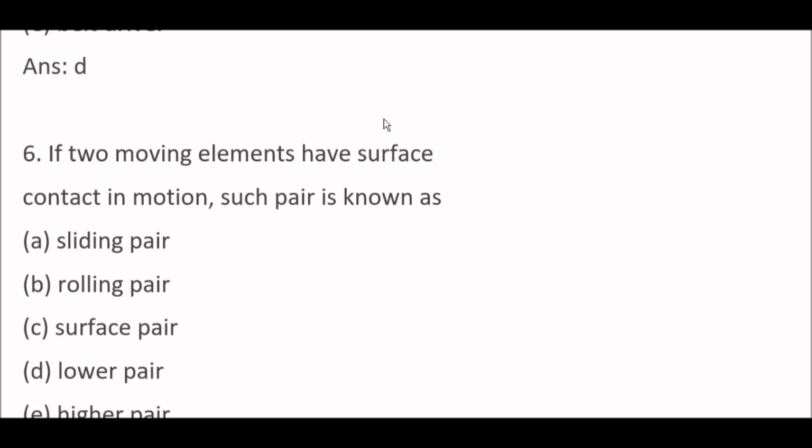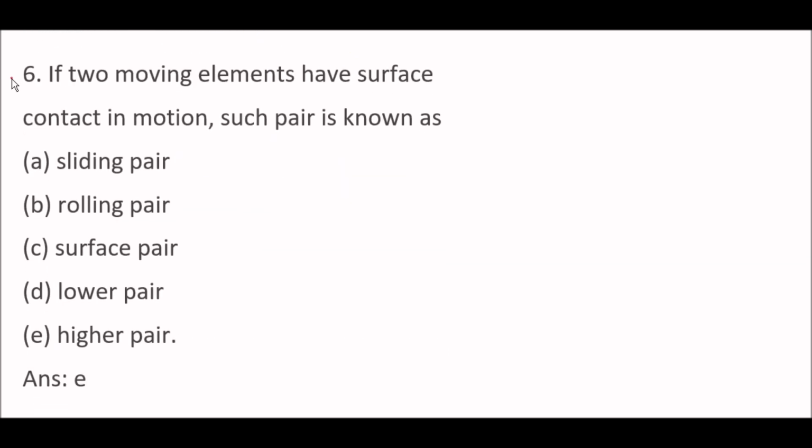Okay, next question. If two moving elements have surface contact in motion, such pair is known as option A, sliding pair. Option B, rolling pair. Option C, surface pair. Option D, lower pair. Option E, higher pair. Right answer is option E, higher pair.